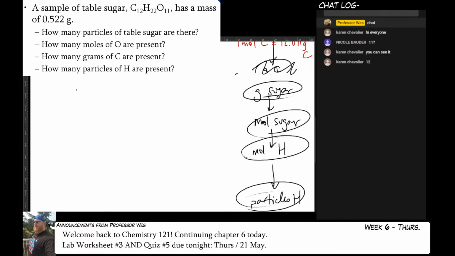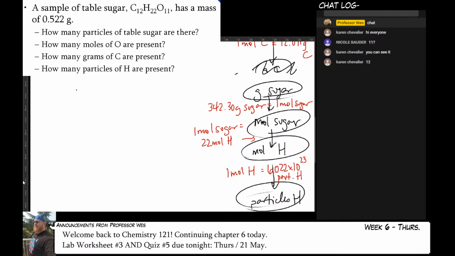Now I can write the relationships again. Same number. For this one, in a mole of sugar, there are 22 moles of hydrogen. And then down here, in a mole of hydrogen, we'll get that number right out of your textbook, because it's moles to particles. That would be 6.022 times 10 to the 23 particles of hydrogen.